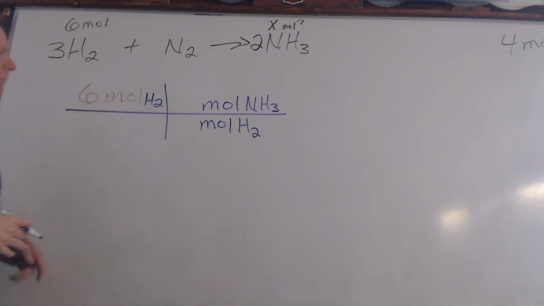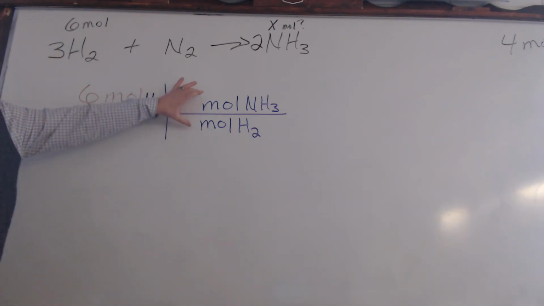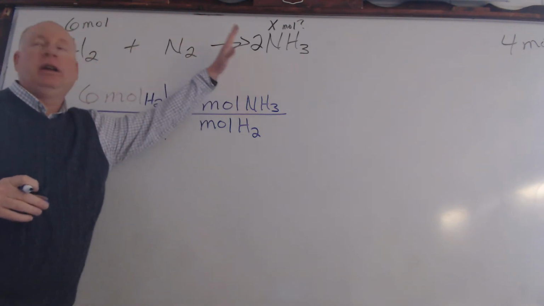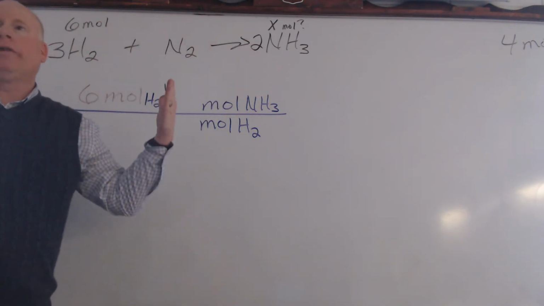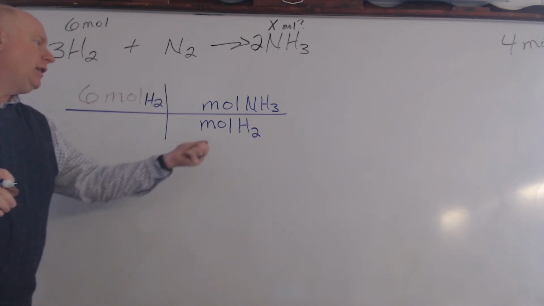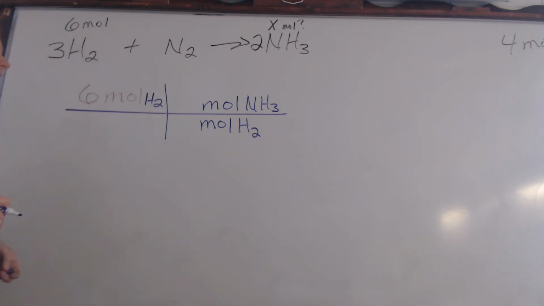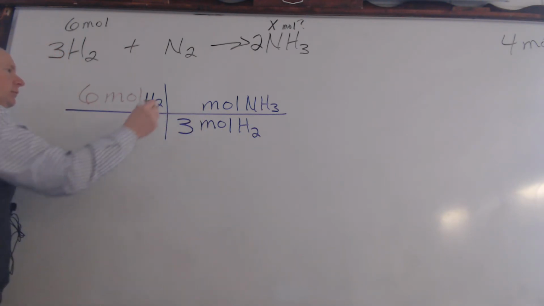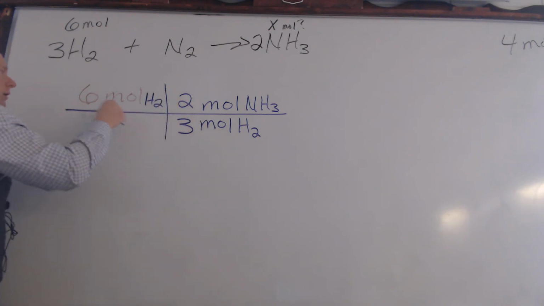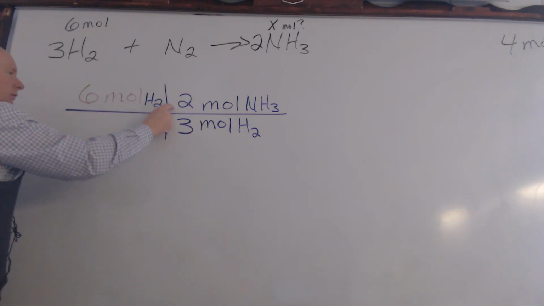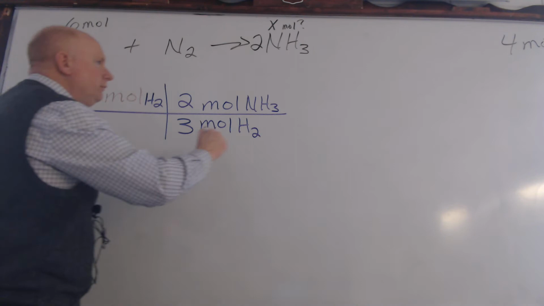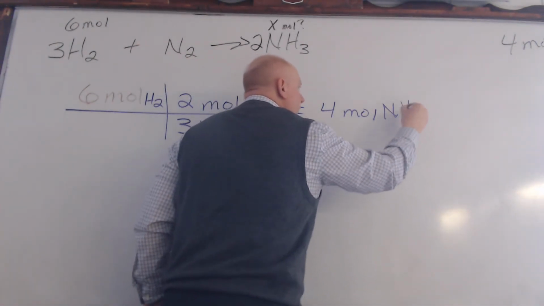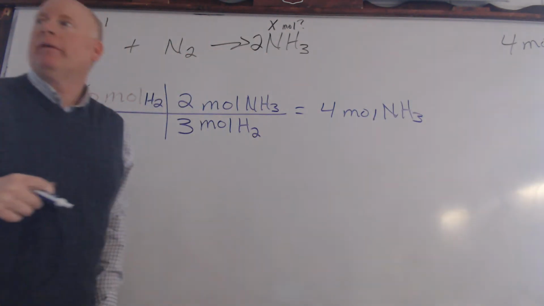Okay? So we've got a mole to mole ratio, which means we got to look back at our balanced chemical reaction, and any of them large numbers have to go in front of the compound. So is there anything in front of hydrogen? Is there anything in front of ammonia? 6 times 2 divided by 3. So that's where that 4 moles is coming from.